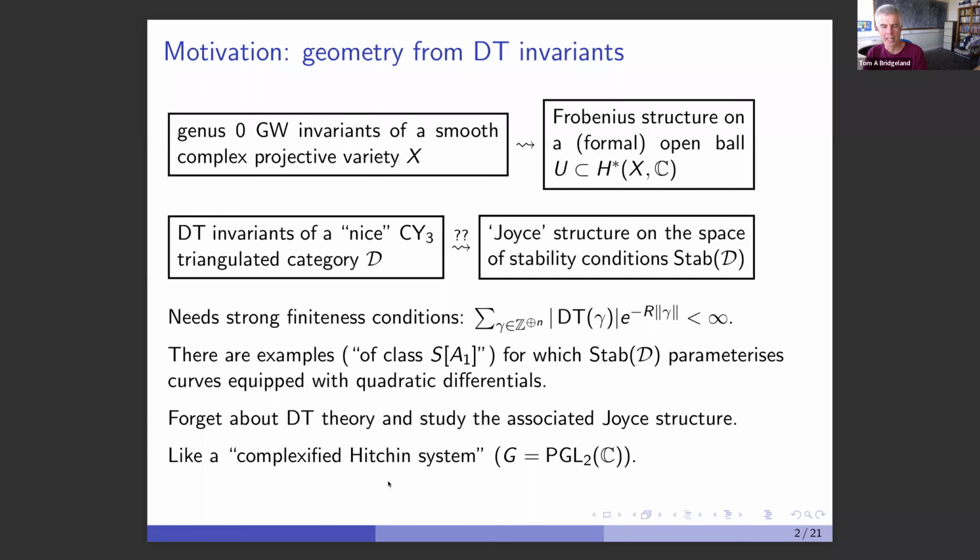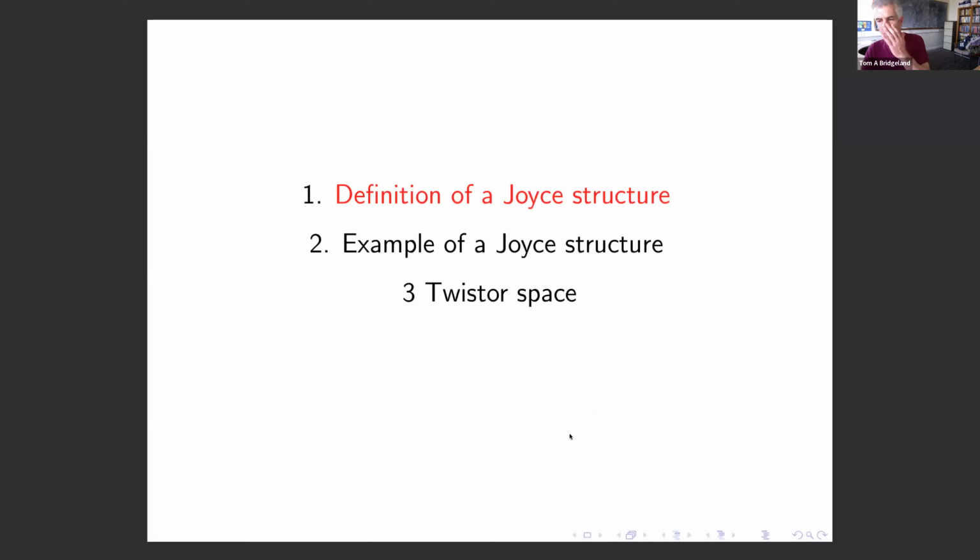Okay, so I'm going to carry on now and first define what one of these joy structures is, and then we'll go on to discuss the particular example relating to quadratic differentials. Before I do that, does anyone want to ask any questions about this motivation? Good. Right. Okay, so this is roughly the plan of the talk. There's going to be the definition of one of these joy structures. Then the meat of the talk is explaining this example, or this class of examples. And then at the end, I'll talk about the twistor space and some other topics associated with that.